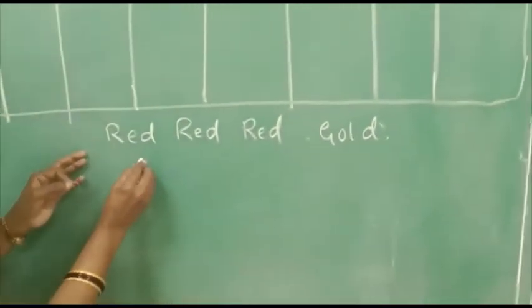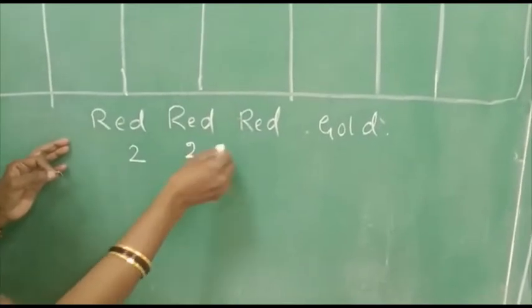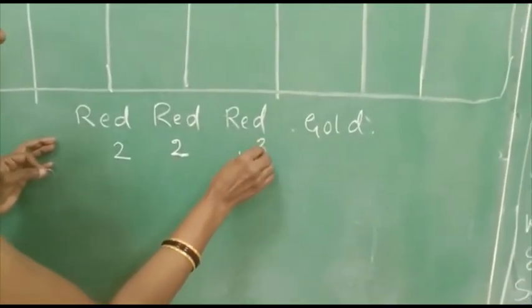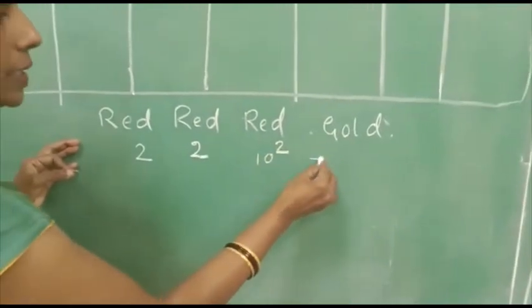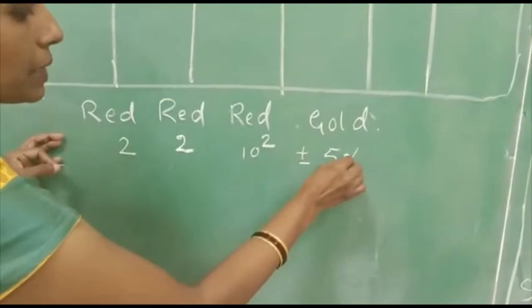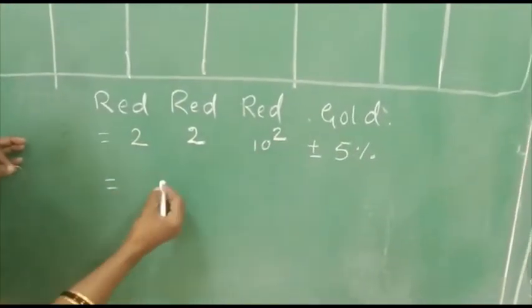So let us write now. Red is 2. Again red, the second band color is 2. The third band will always be the multiplier, 10 to the power 2. And this is the tolerance band. Gold tolerance value is 5%. So from this we can multiply this value.